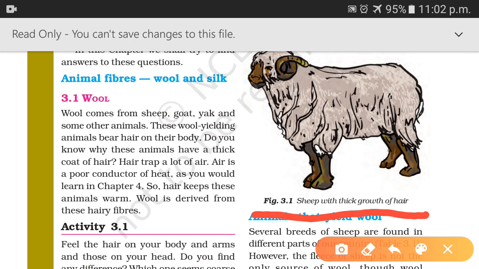Now do you know why these animals have a thick coat of hair? Hair traps a lot of air, and air is a poor conductor of heat. So the hairs of these animals keep them warm, and wool is derived from these hairy fibers. So students, you know that in cold climates people wear warm garments made of wool or closely woven fabrics. These materials are usually good insulators of heat because they trap air.